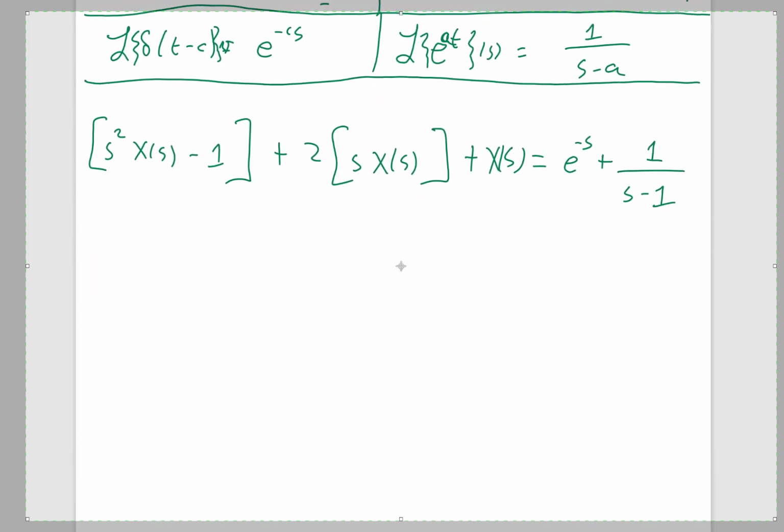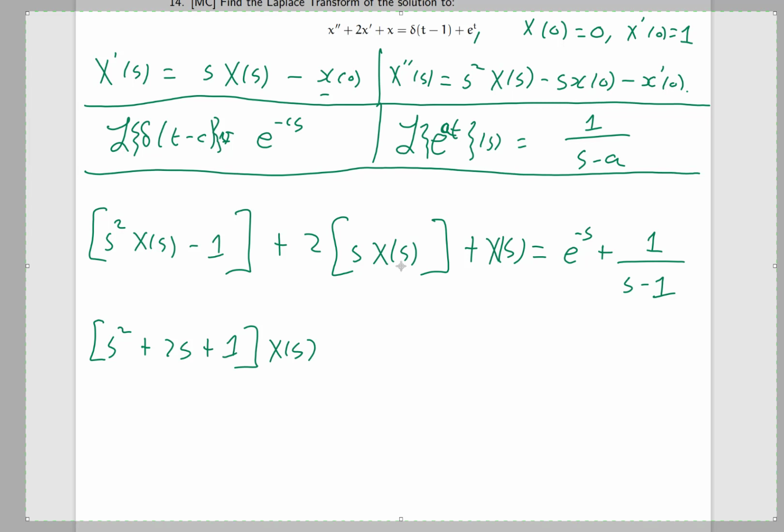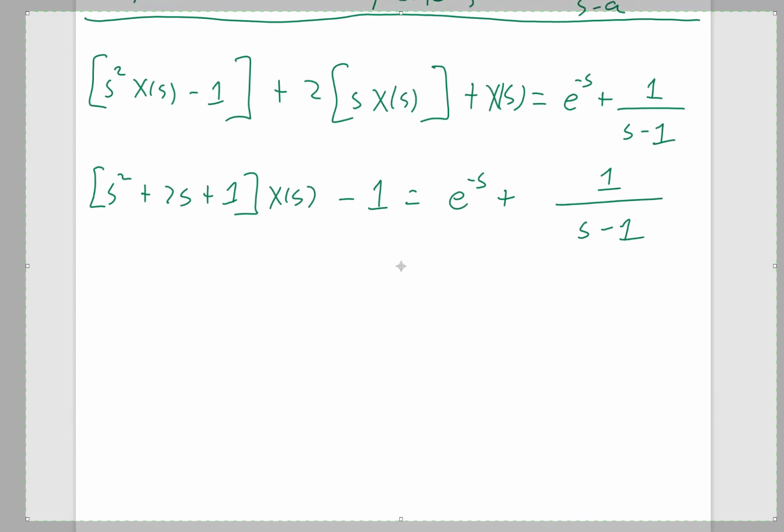Now we're just going to solve for the Laplace transform. On the left-hand side, you're always going to get the characteristic polynomial, in this case s squared plus 2s plus 1, times x of s. Then you'll have the leftover pieces, that is, the pieces not multiplied by x of s, which in this case is just minus 1. This is equal to e to the minus s plus 1 over s minus 1, and I'm going to solve for x.